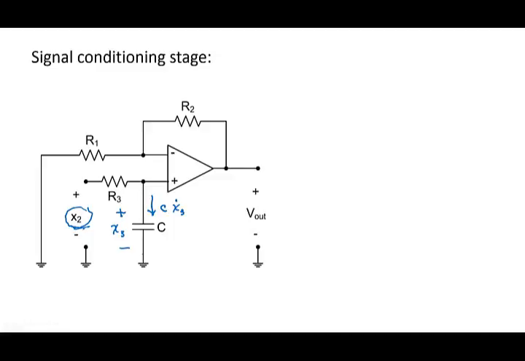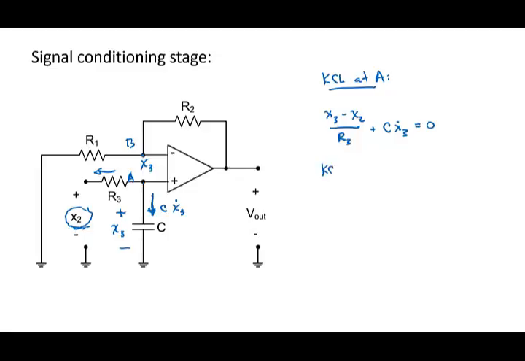Applying the op-amp rules, if this voltage is X3, then this voltage is also X3. Now if I call this node A and this node B, and write KCL at A, this current plus this current is equal to 0 at A, so X3 minus X2 over R3 plus the current through the capacitor, which is just CX3 dot, is equal to 0.